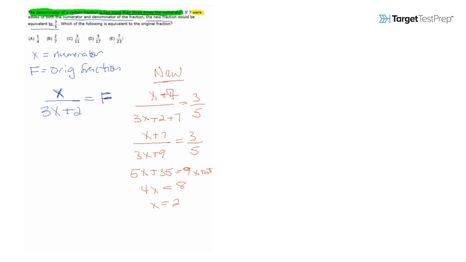Okay, so we use the information about the new fraction to backtrack and figure out what the old fraction is. So x is 2, this is 3 times 2 plus 2. So this is what? This is 2 over 8, which is the same thing as 1 over 4. Okay, so the answer here looks like it's A. The original fraction is 1/4.